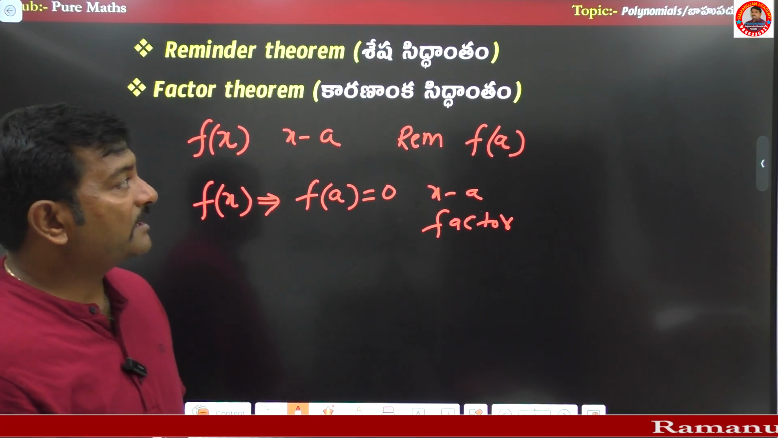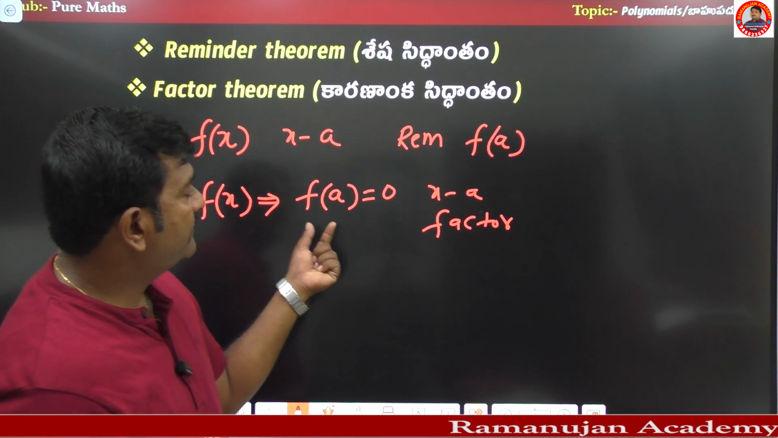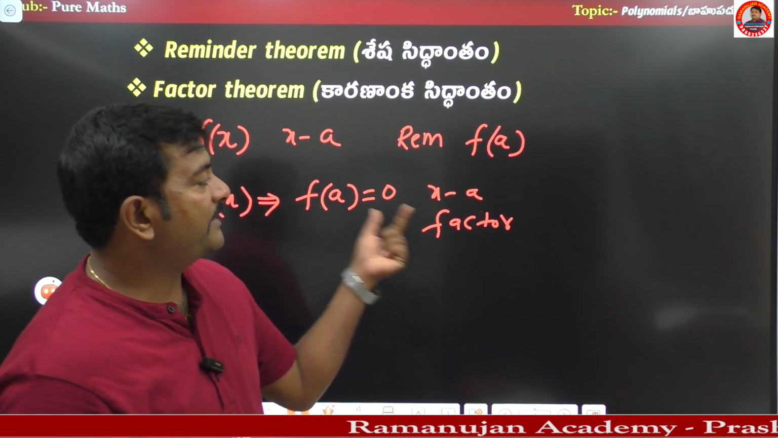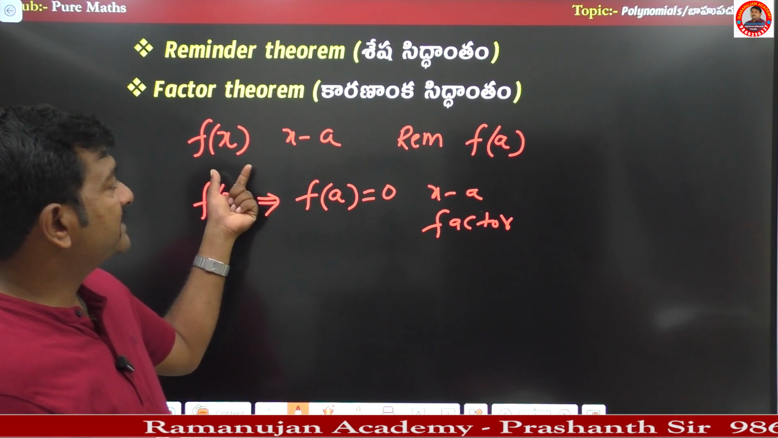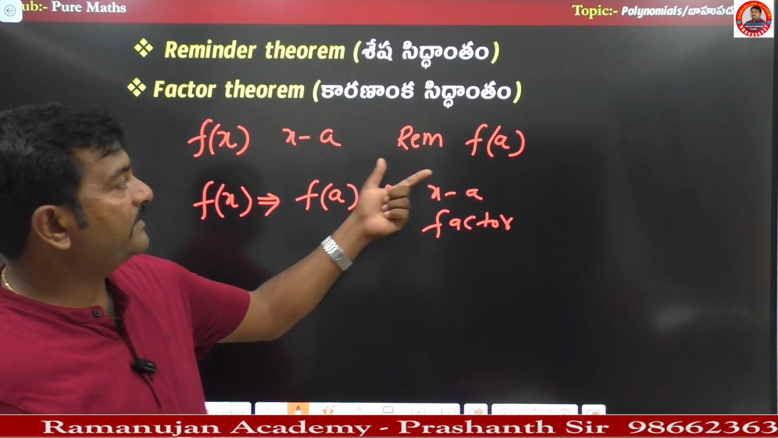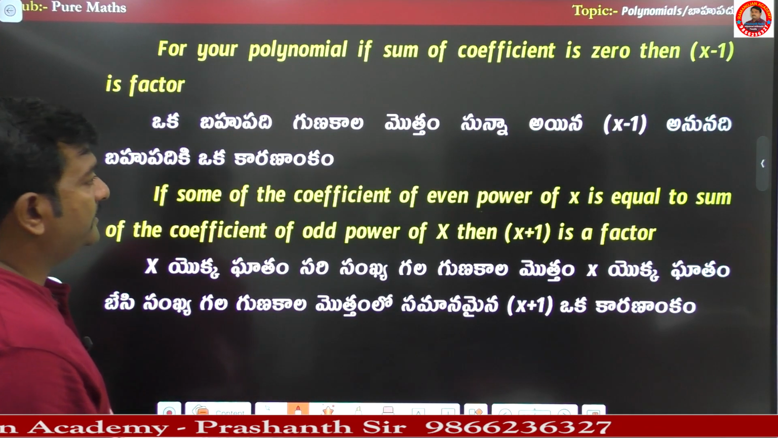Factor theorem, and the next one is the remainder theorem. What is the factor theorem? In f of x polynomial, if f of a is equal to 0, then x minus a is a factor of the polynomial. What is the remainder theorem? If f of x is divided by x minus a, then the remainder is equal to f of a. That's all. This is the only thing.